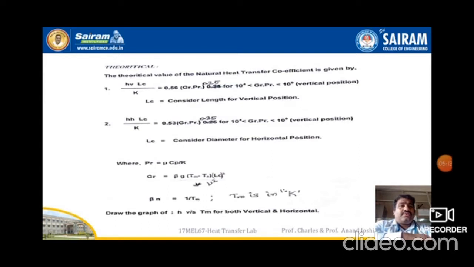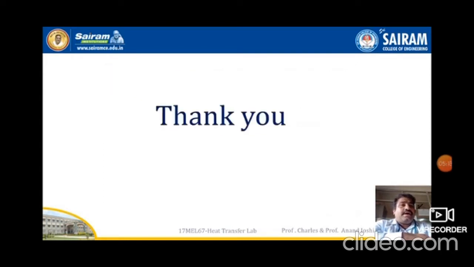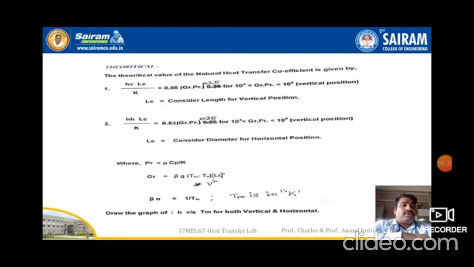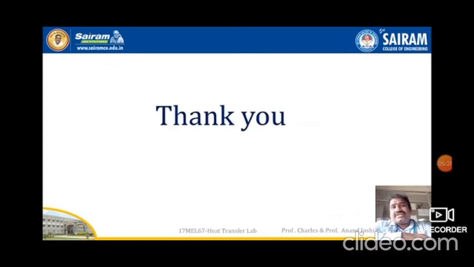Now we can draw the heat transfer coefficient versus temperature graph also, for both horizontal and vertical. This is how we are going to conduct the experiment for natural convection.